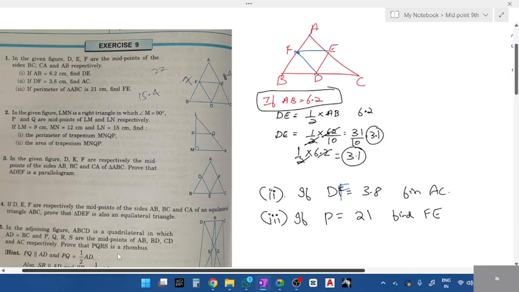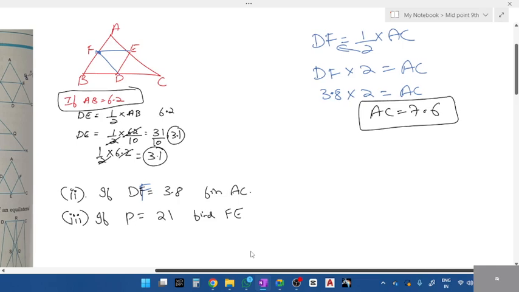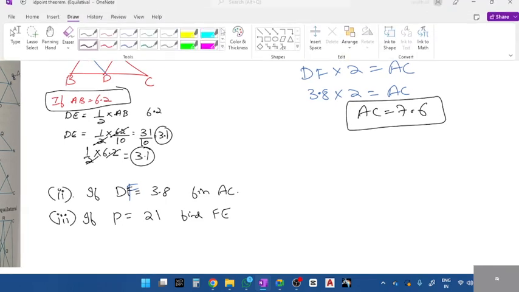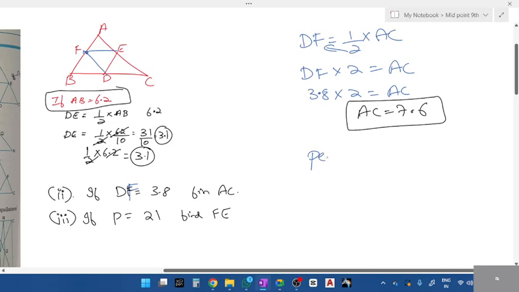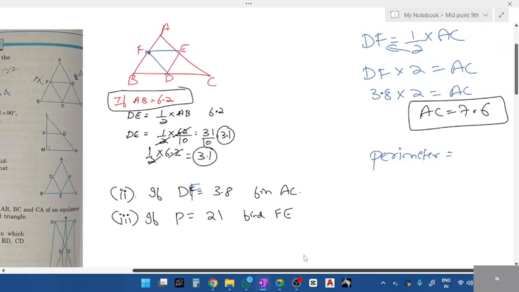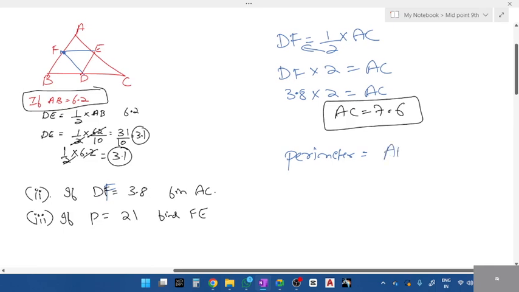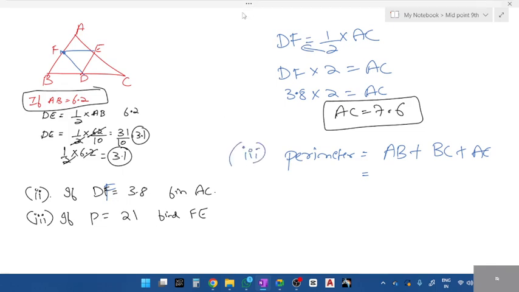Okay. What's the third part of the question asked? If perimeter of... Okay. What is the perimeter of which one? Perimeter of which triangle have they told? ABC or DEF? ABC. So what is the perimeter of ABC, students? What did I tell you all? Which three things you have to add? AB plus BC plus AC. In the third question, they have given the perimeter value. What is the perimeter value given? 21. In place of perimeter, write 21.